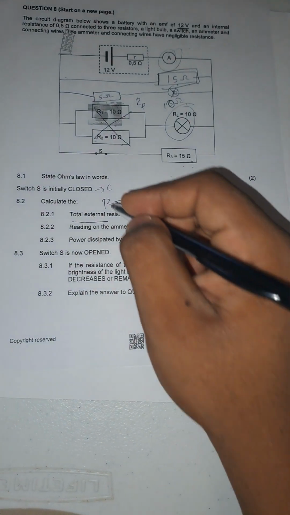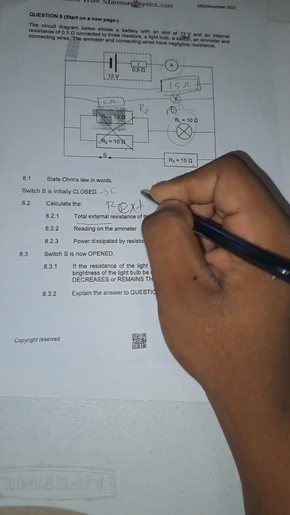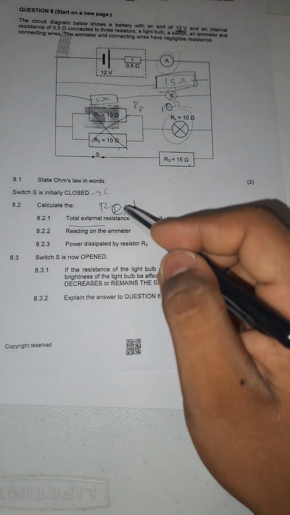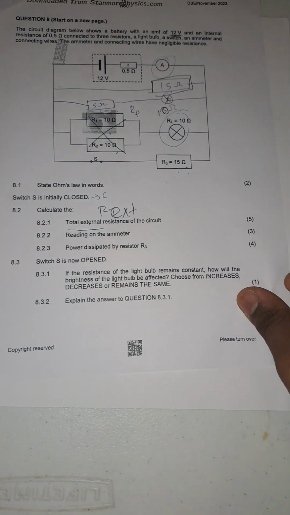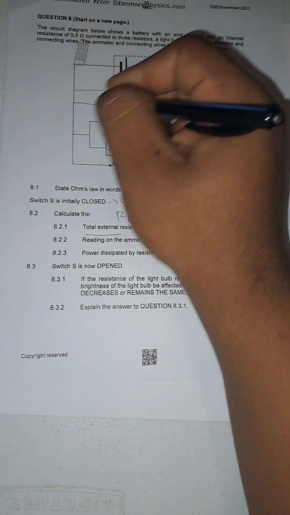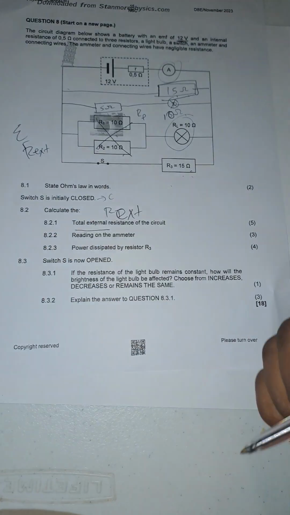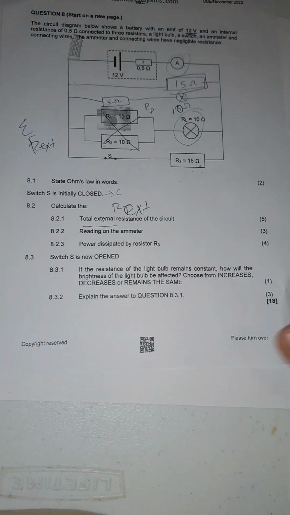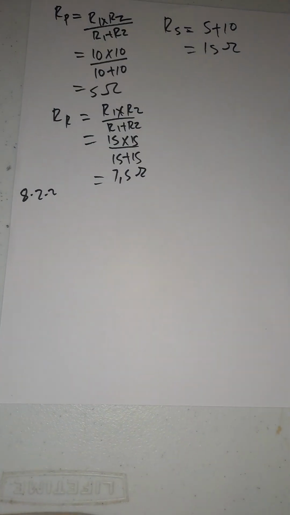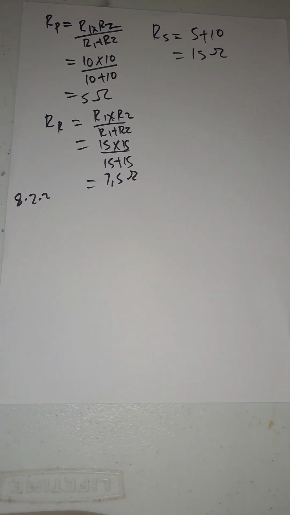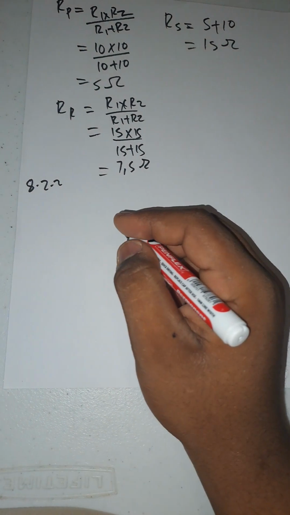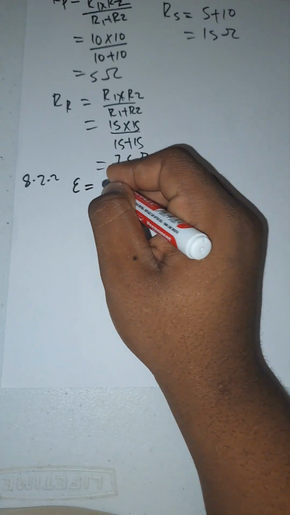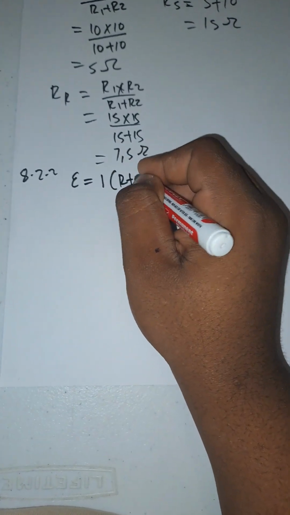The external resistance. So this is R external. Sorry, it is not the total resistance, it is simply R external. Now when it is like that, I was given the EMF, the internal resistance, and I have the external resistance, and they want the current, meaning that I can simply use the EMF formula. So E equals I times (R plus r).